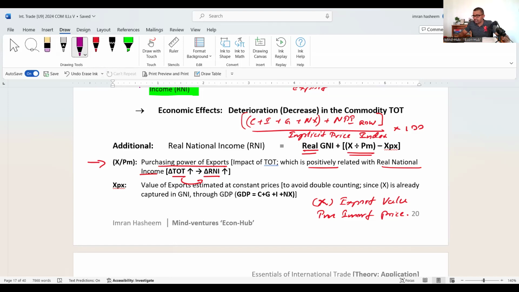Here, Buddha, we have net exports. Can you tell me what is net exports? X minus M. Harine? Net exports. X minus M. I want responses now.